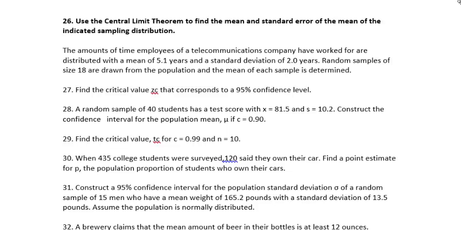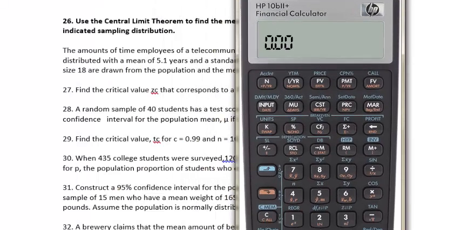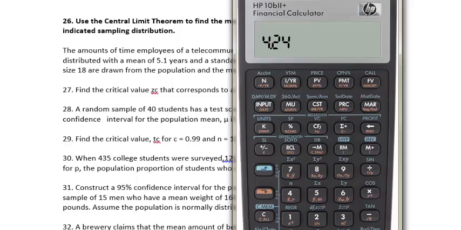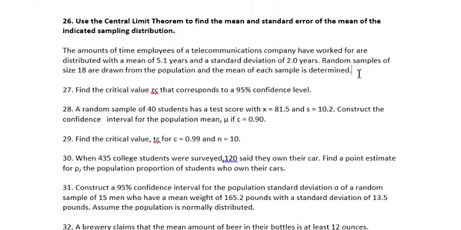So in this problem, the sample size is 18, and we need the square root of the sample size, which we figured out using a standard calculator. Let's bring up a calculator over here. We will take 18 and use the square root function, which is over here. It tells you approximately 4.24.